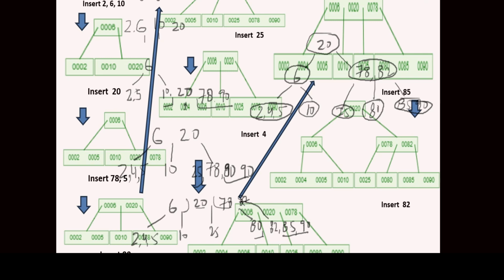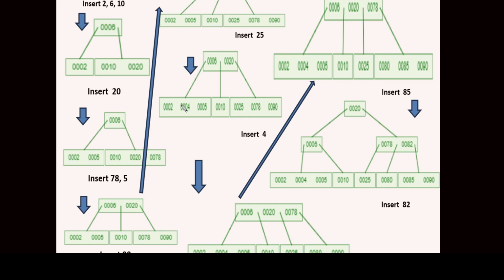Or just have a look, let me clean all this. So these are the stages that we have been through to construct it. So we insert 2, 6, 10, and then 20. So you can see all these steps we have been through, and this is the final tree that we get after inserting all these nodes.